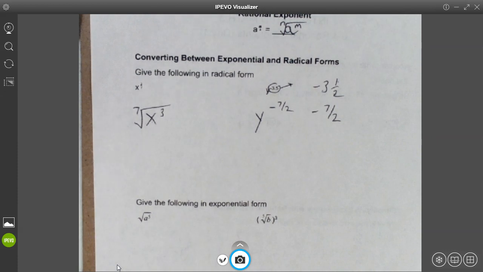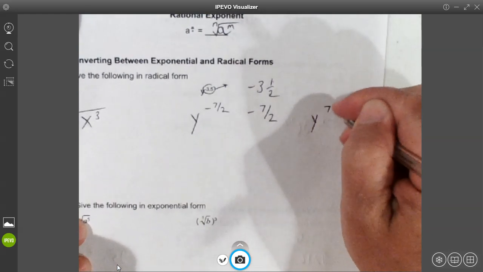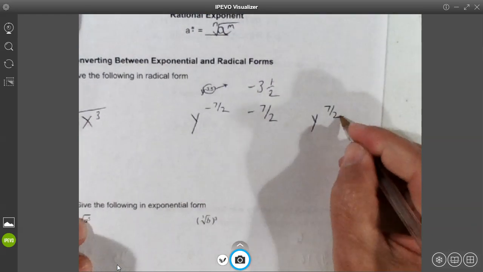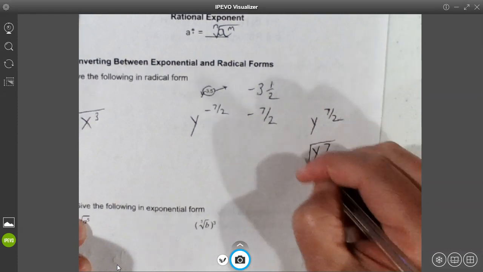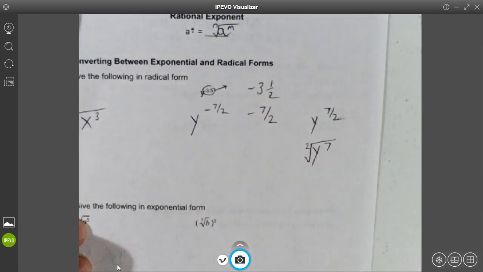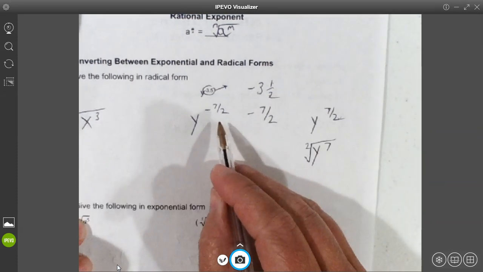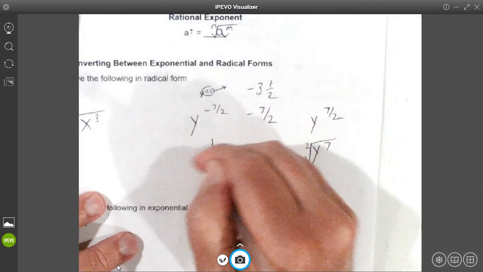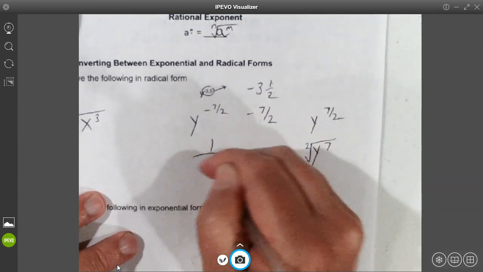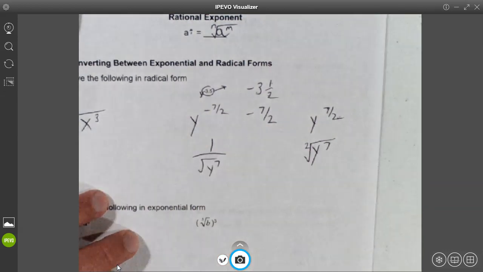And if we look at y to the negative 7/2 power, first of all, I'm going to do a new problem over here. If it was y to the 7/2, no problem. It's the square root of y to the 7th. That's what it would look like. And again, you can write that 2 in there if you want to. Now, what do negative exponents do? Making that exponent negative, remember, reciprocates things. It flips it over. So it would be 1 over the square root of y to the 7th.